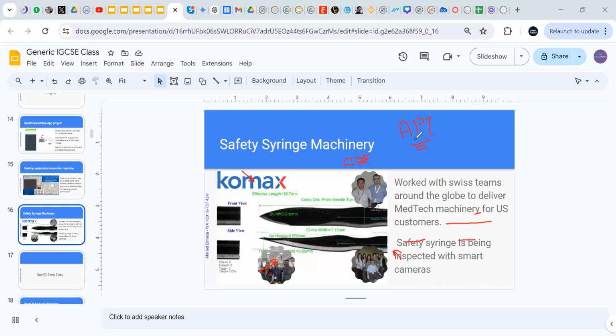API. Oh, yes, APIs, definitely. So we use the APIs from the American vendors to integrate. This comes with C# and VB also. Other versions I see in C and C++. So we are able to use data from the cameras.